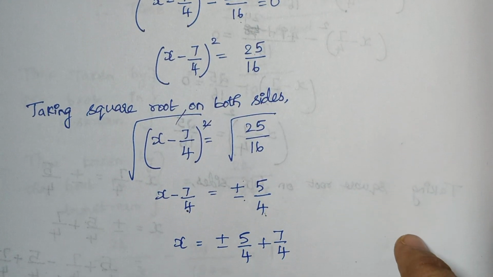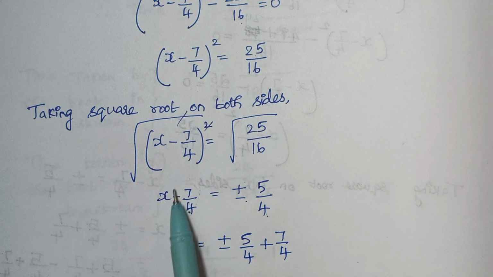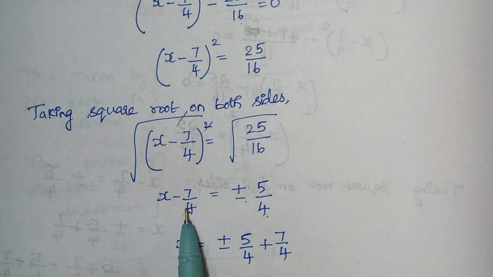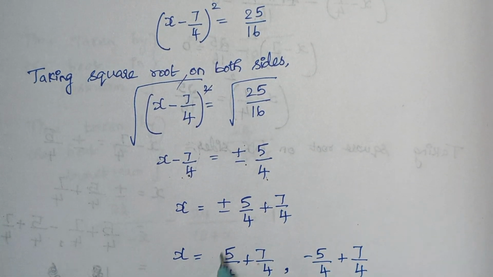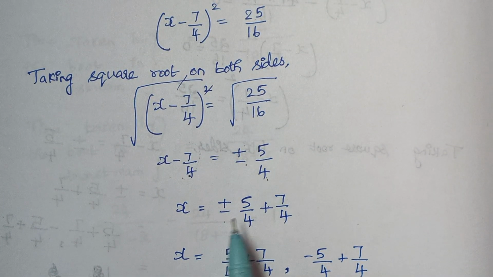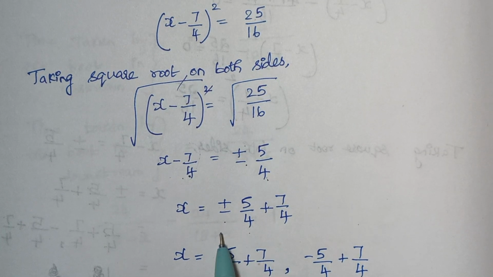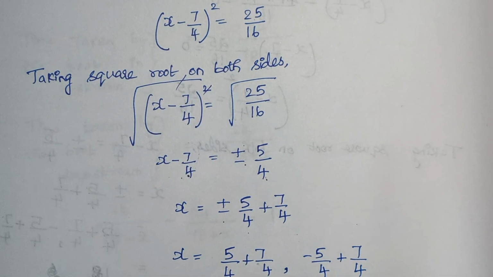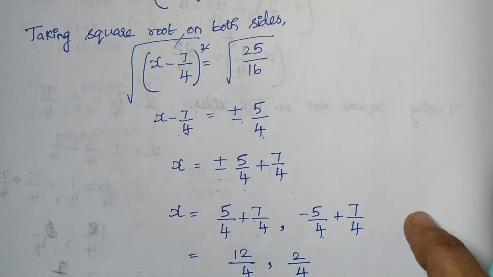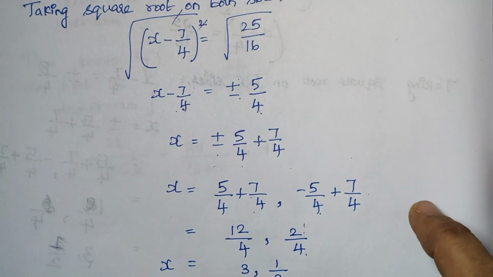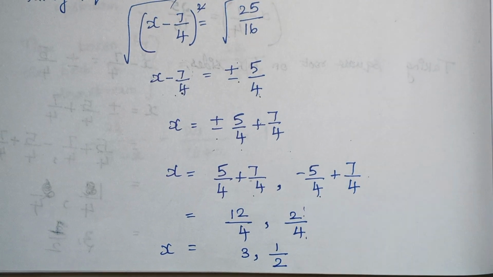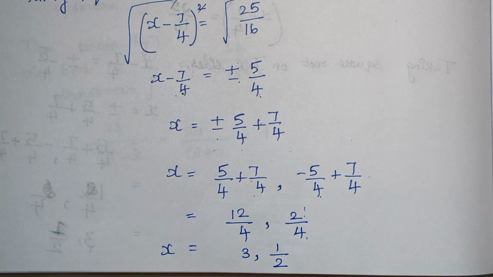So what is the value of x? I am going to move this minus 7 by 4 to the right hand side. Therefore this will become plus 7 by 4. So again I am going to split this sign. For the first term it is plus 5 by 4, so 5 by 4 plus 7 by 4, and for the second term it is minus 5 by 4 plus 7 by 4. So here we have 12 by 4 and here we have 2 by 4, and finally the value of x is 3 and 1 by 2. These are the two roots for the given quadratic equation.